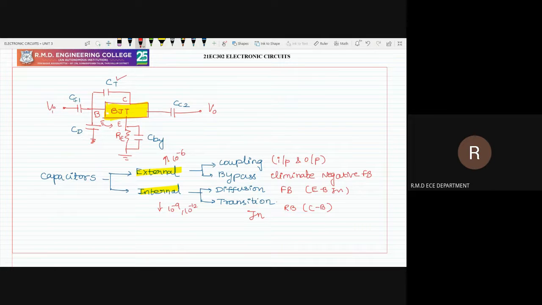And this coupling capacitor provides a direct link between your Vi and your V0, that is the input-output relationship. If you introduce a bypass capacitor in the emitter terminal, it will eliminate the negative feedback biasing in the BJT. Thereby, your gain will increase. It is not further reduced. So this is the introduction to the frequency response of BJT as well as transistor amplifiers with circuit capacitors. Thank you, students.